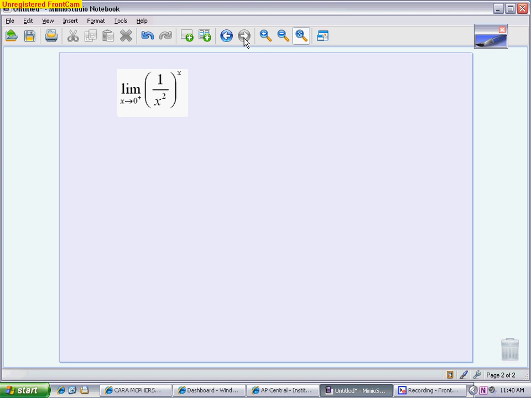You do not need to write down or identify which indeterminate form, but you do need to recognize that that means that we have to use logarithms. So we're going to set this equal to y, take the natural log of both sides. So we have the natural log of y equals the limit, as we go to 0 from the right, of x natural log of 1 over x squared.